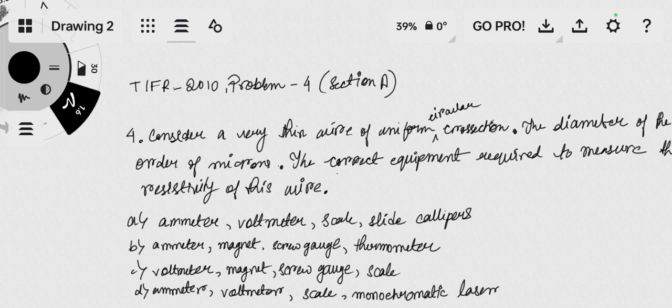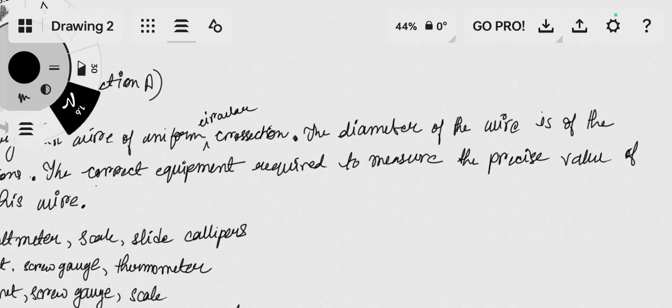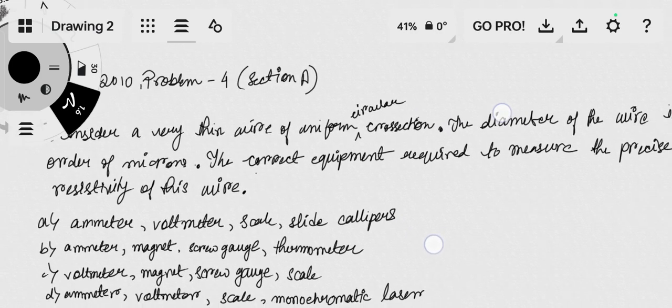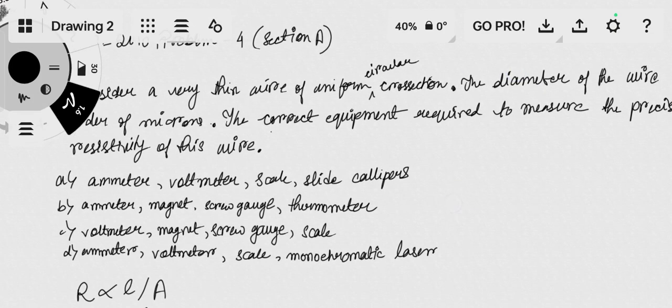So the question we have here is: consider a very thin wire of uniform circular cross section. The diameter of the wire is of the order of microns, so the correct equipment required to measure the precise value of this wire is what? So we have four options. In four options we have four different instruments. So which combination of these instruments will accurately give us the idea to measure the resistivity of the wire?